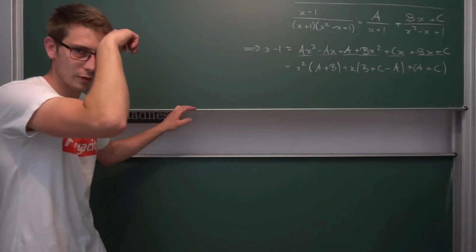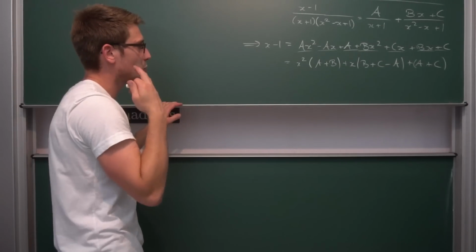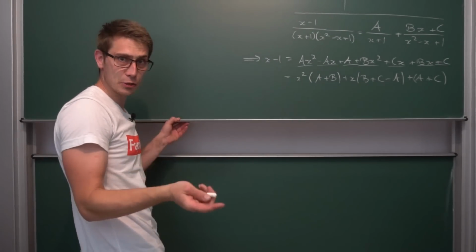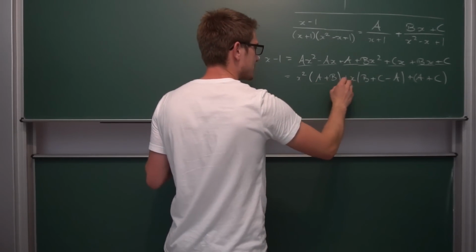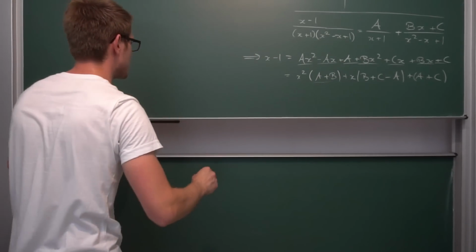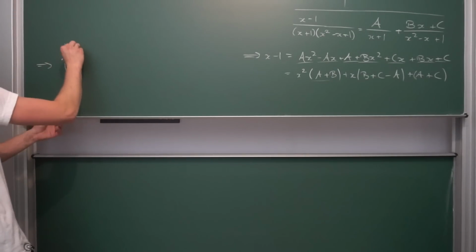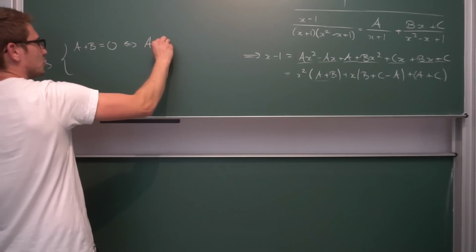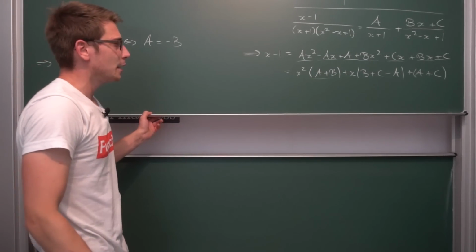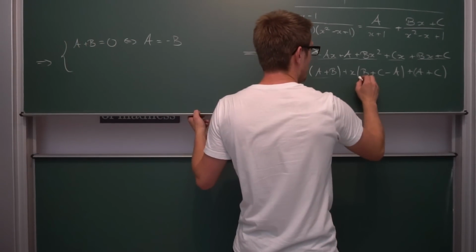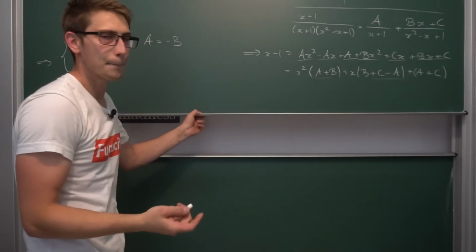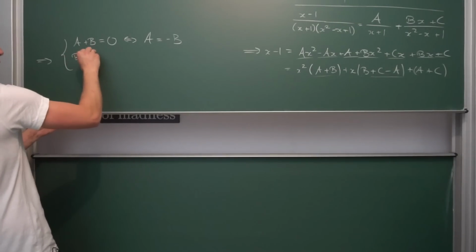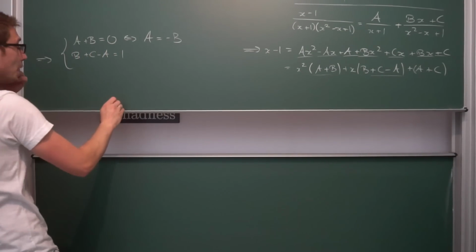Meaning we got a system of equations now, because we want to compare coefficients as mentioned before. On the left hand side we got a first degree polynomial, meaning the coefficient of the second degree on the right hand side must be equal to 0, giving us the first equation that a plus b must be equal to 0, or in other words a must be equal to negative b. Other than that, we are going to get b plus c minus a must be equal to the coefficient of the x, which is just 1. So we must have b plus c minus a equal to 1.